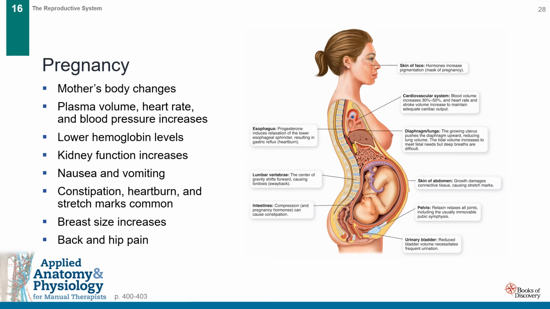The mother's center of gravity has shifted forward, placing stress on the lumbar spine. The skin and protective tissue over the abdomen are distended, causing stretch marks to appear. This stretching of the abdominal muscles also increases stress on the spine, which can lead to low back or hip pain. Additionally, the breasts grow larger and prepare to produce milk for the newborn baby.